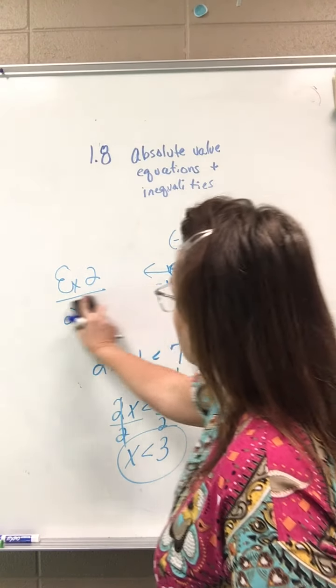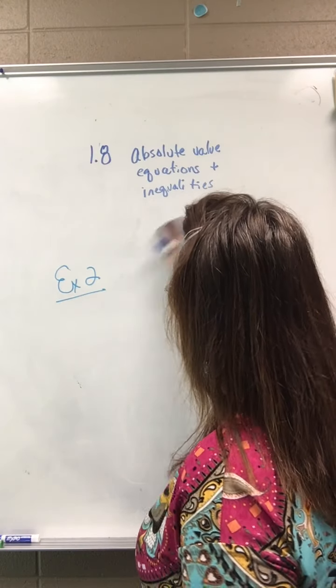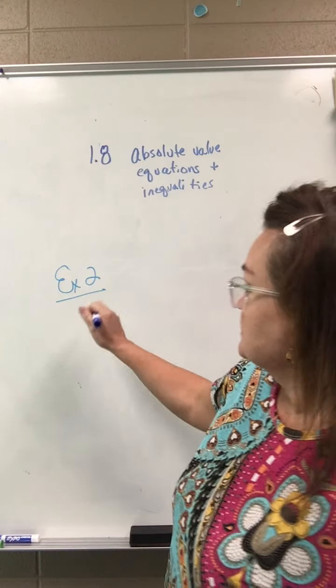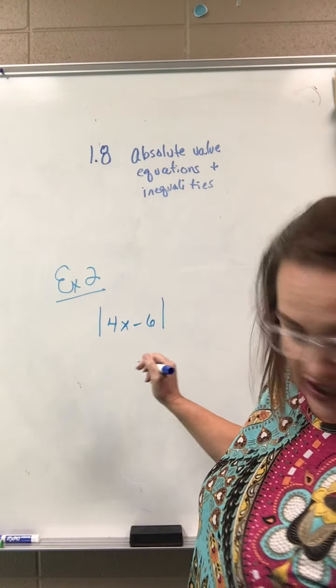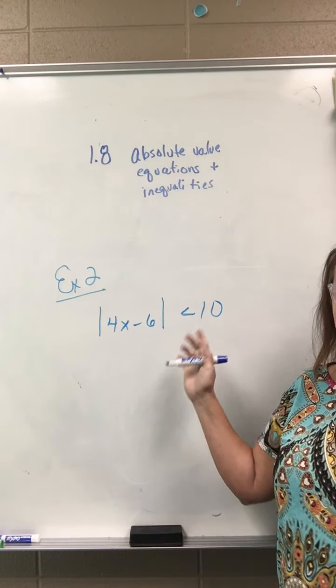Alright, so I'm going to give you a you try. You know I do that. And you're always invited to pause the video and practice this before we proceed. I think that is helpful. So your you try is absolute value of 4x minus 6 less than 10.